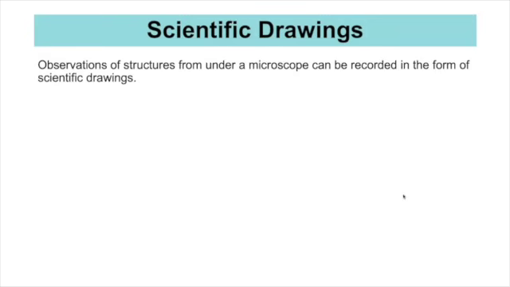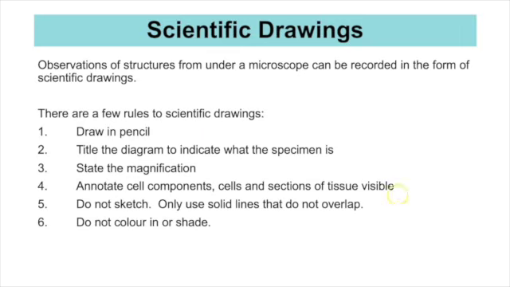You could also be asked to do the scientific skill of scientific drawings, and these are very different to artistic drawings. They have a complete set of rules, and it includes when you are looking at your specimen under the microscope, you would then try and draw it using, first of all, it has to be a pencil, a really sharp pencil so you can be accurate. You have to include a title of what you've drawn. You have to state the magnification, or you could include a scale.